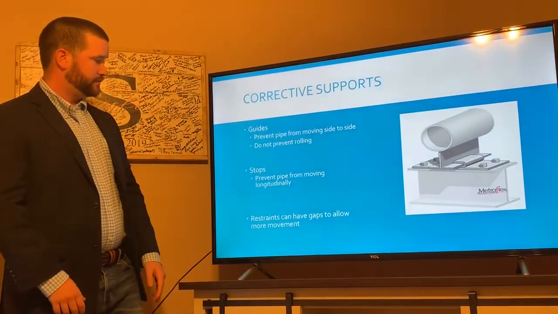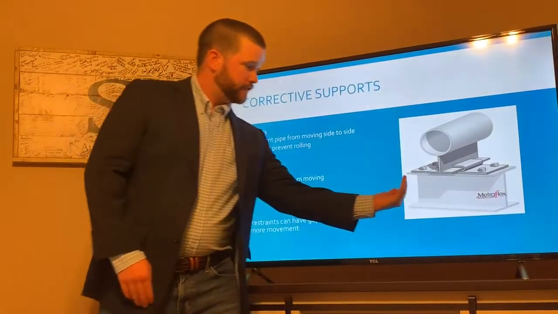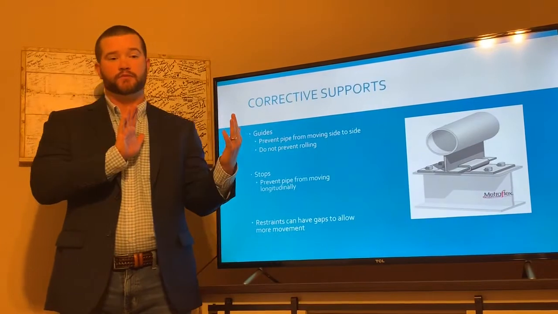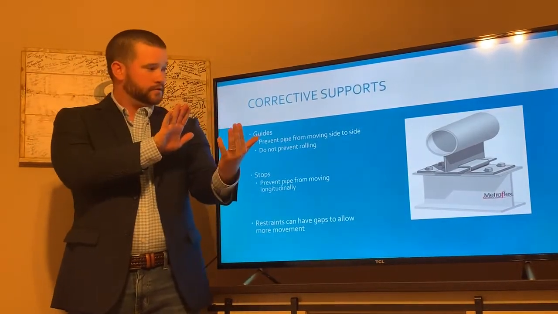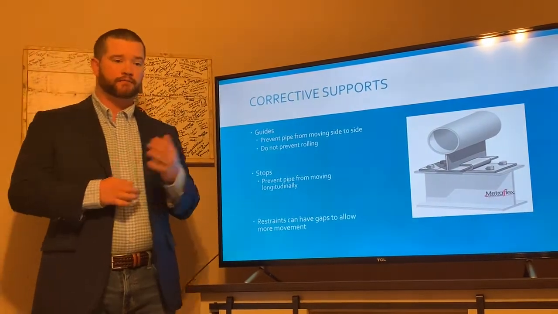Another type of support is a stop. Now it's not shown here, but where it would go is on the front and back of this support, and it would stop this pipe from moving forward and backwards. So these are just ways to prevent the pipe from doing things that are harming the pipe.